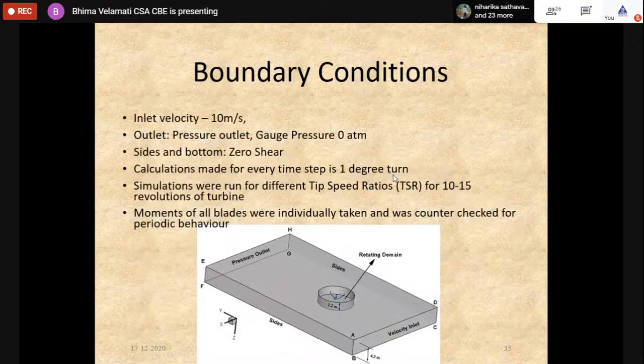Okay. So if you look at the boundary conditions, I would have a rotating domain and a stationary domain. On one side I have the inlet flow velocity, the wind velocity, and both the sides of my domain are far away from the turbine.